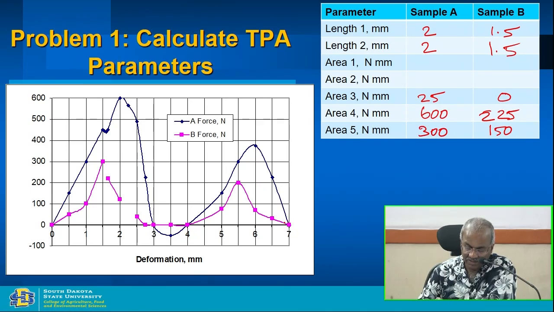So this is 3, this is 400. 400 times 3, 1200, half of it is 600. This is 3, 1800, half of it 900. This is area 2, 3, 200, 600, 300. 300, 3, 900, 450.